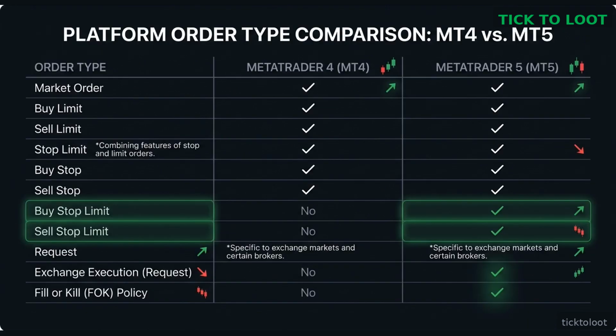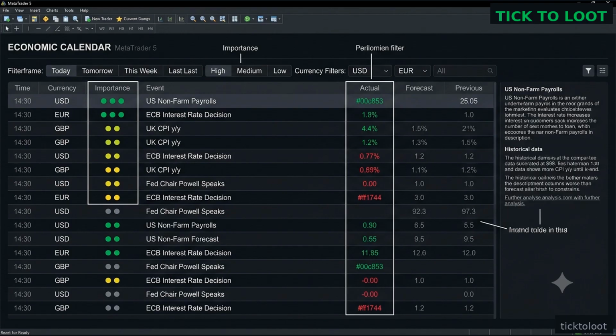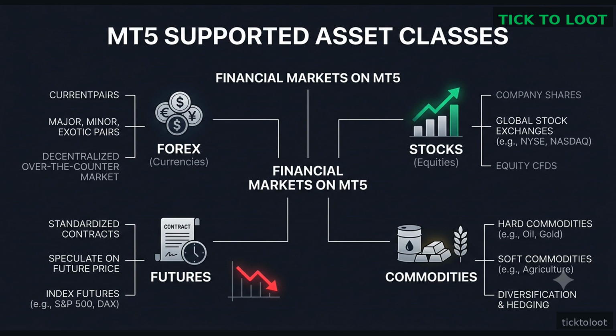Another difference is the variety of order types. MT5 supports more advanced order types, which can be useful for more complex trading strategies. MT5 also comes with a built-in economic calendar, which can help you stay informed about market-moving events and plan your trades accordingly. In addition to Forex, MT5 supports trading in other asset classes like stocks, futures, and commodities.